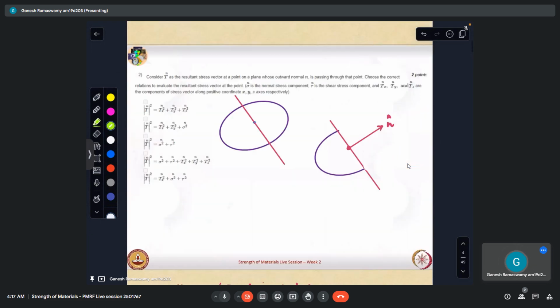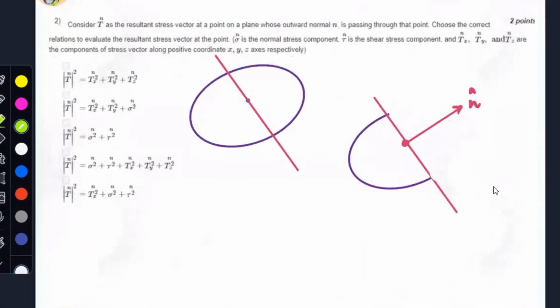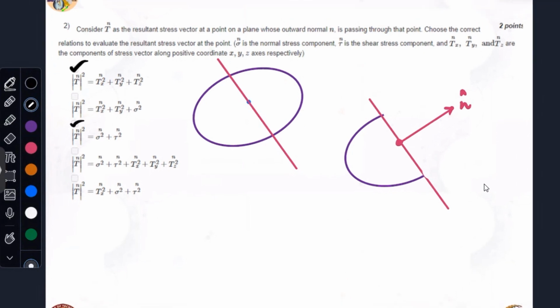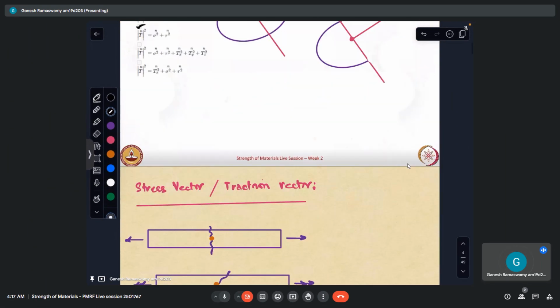So with this, let us look at the question again. Which are the appropriate options? We can see that option 1 is correct. Option 2 basically has x, y, and then the normal stress added, so that is not correct. Option 3 has sigma n squared plus tau n squared, so that is correct. As we saw in the second representation, we can see why the rest of the options are not correct. So I hope this is clear.